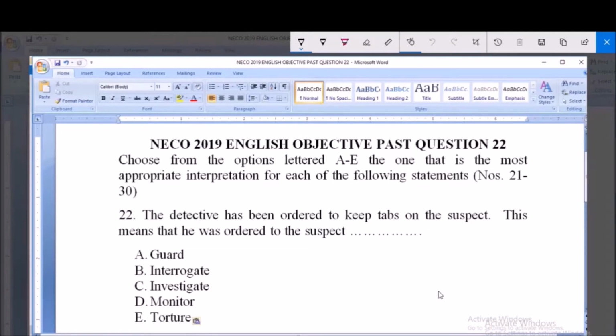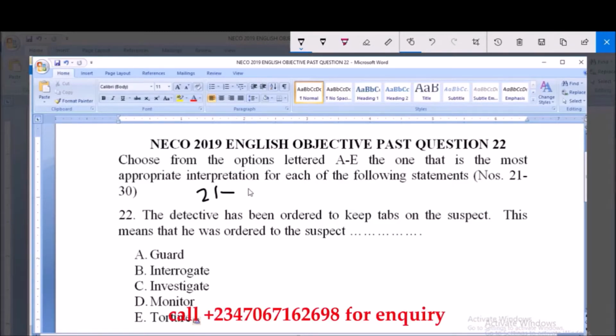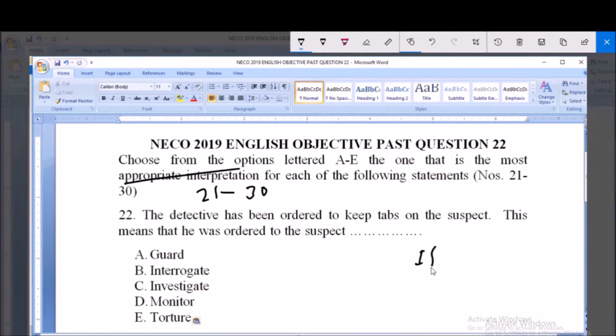Welcome, this is Neco year 2018 English objective past question number 22, and to this question the instruction says choose the word that is most appropriate interpretation to the following sentence, and we're using this instruction to answer questions 21 to 30, and by this instruction we get to know that the question is from what we call idiomatic expression.